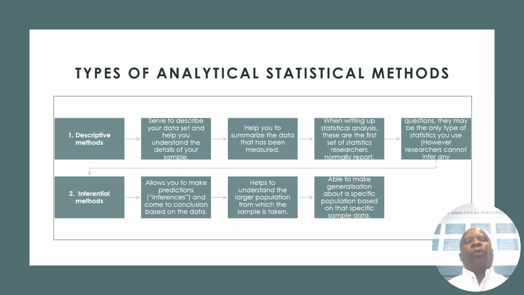We have got two analytical statistical models, or the models that we have in statistics may be grouped into two groups, the first group being descriptive and the second one being inferential. The descriptive serves to describe your data set, and it helps you to understand the detail of your statistics. So that's basically what the descriptive statistic is doing.